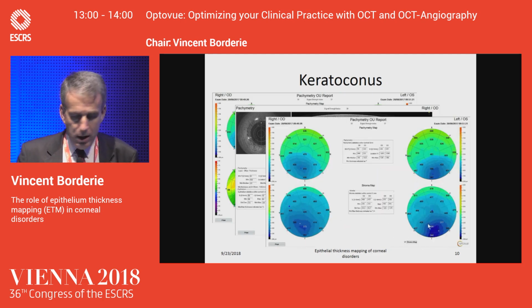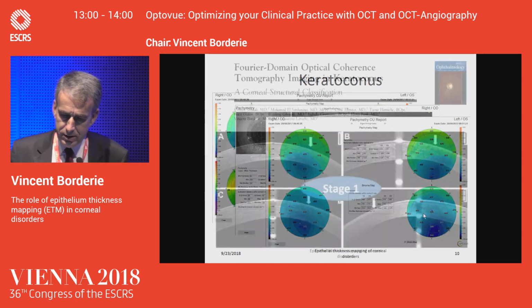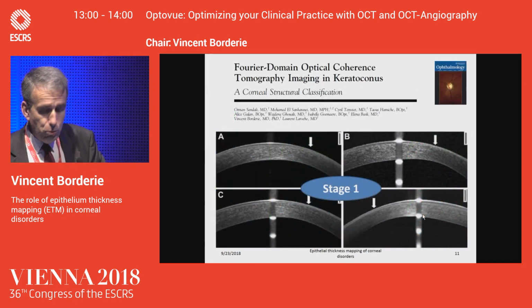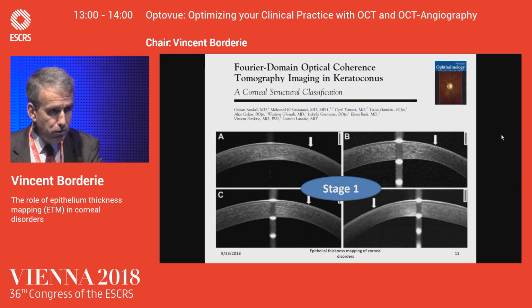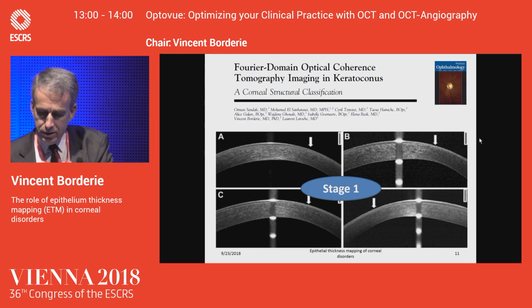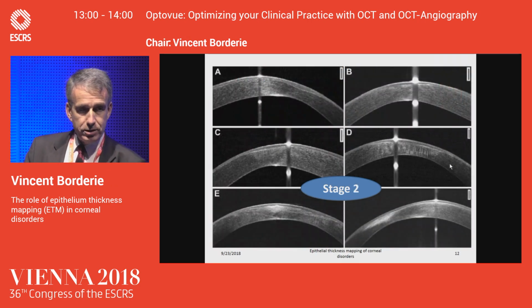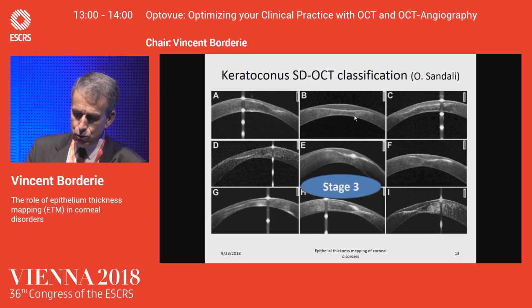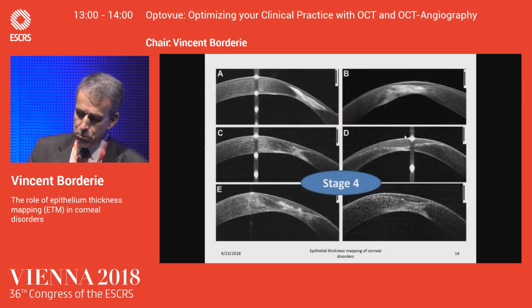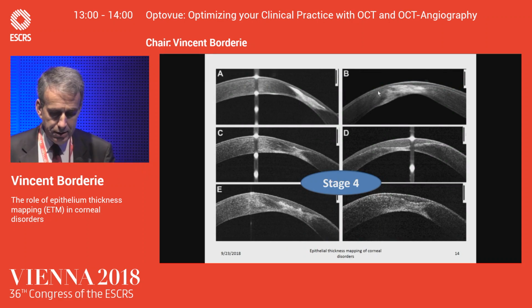One more time, on the stromal map, you will also see localized stromal thinning. A few years ago, we proposed a new classification of keratoconus based on OCT scan. In this classification, stage 1 corresponds to early disease with localized epithelial thinning, as we saw. Stage 2 corresponds to stromal thinning with epithelial thickening at the level of the conus. Stage 3 corresponds to major stromal thinning and major epithelial thickening with a bow tie pattern. And stage 4 corresponds to stromal scarring.